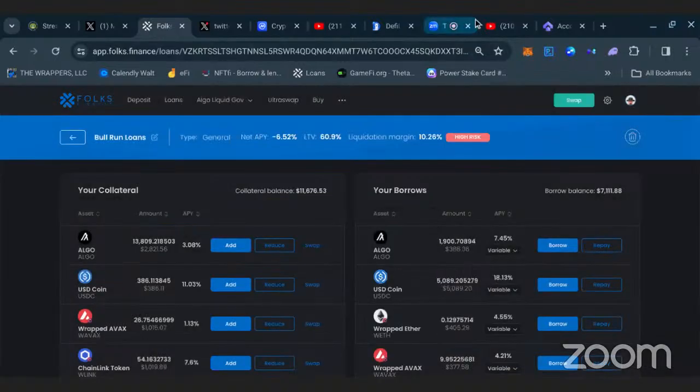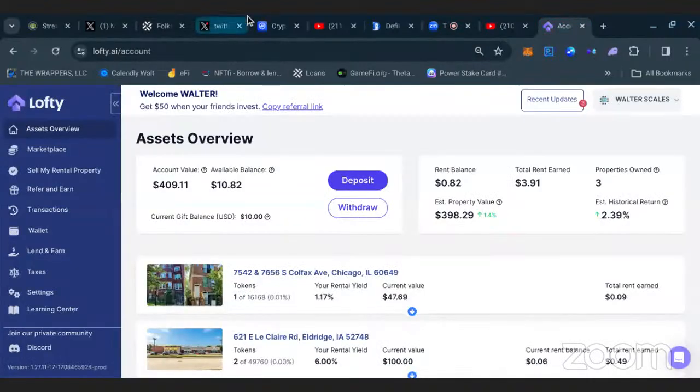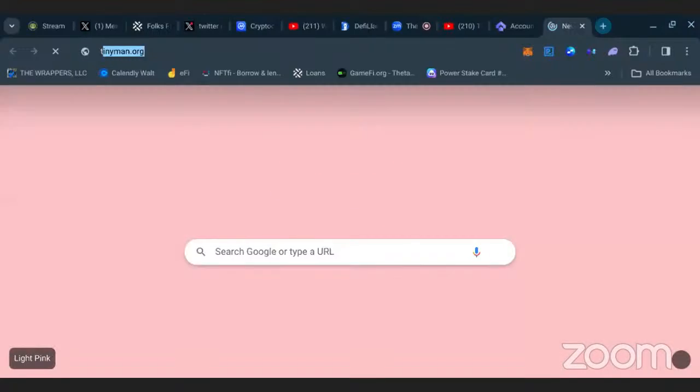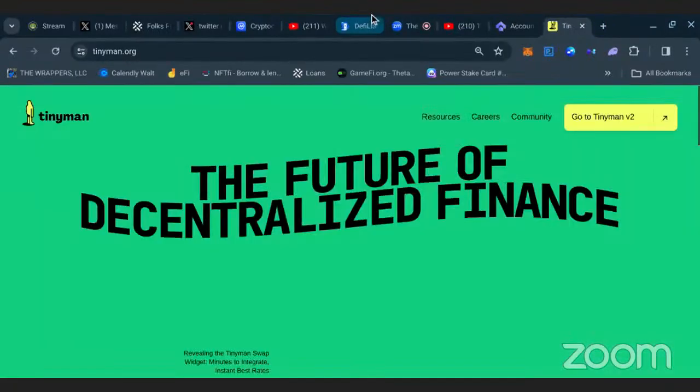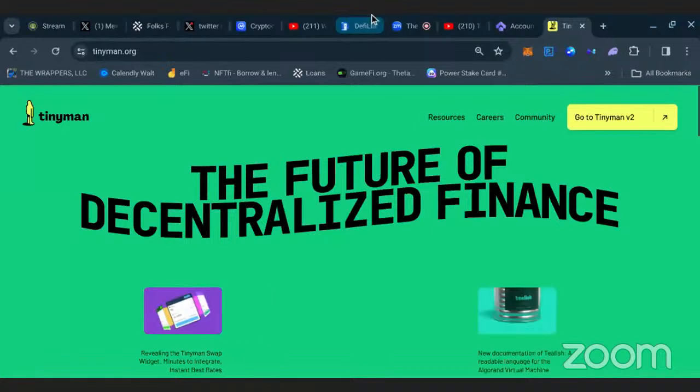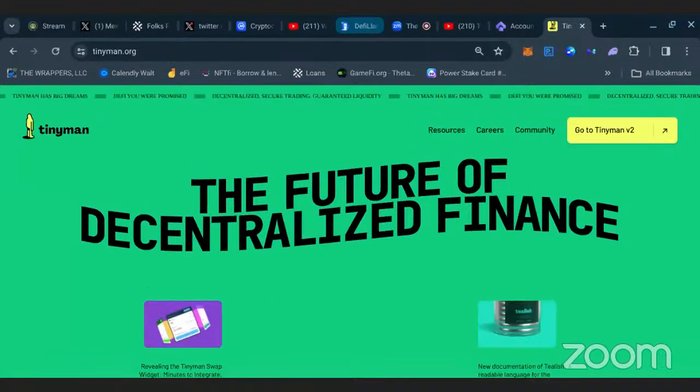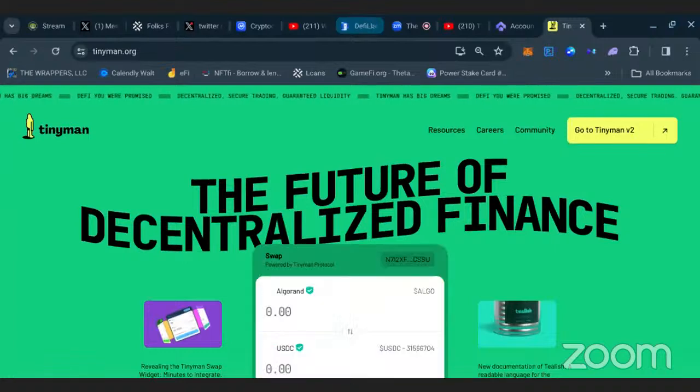Sit on that for a second. All right, so Lofty is a protocol. TinyMan is a protocol as well, just so we could be on the same page. A protocol is the decentralized application. It's basically an app. It's a Web3 app. This is why we connect the wallets to the protocols, to the platforms. That's part of what makes this DeFi.